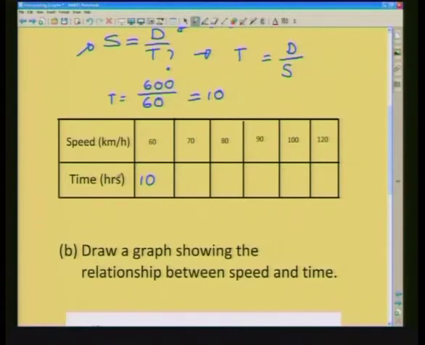Now, if you go through the table in a similar manner, so if I would like to work out his time when he's traveling at 70 kilometers, I would take 600 divided by 70, and for 80 the same thing, 90 the same thing, and so on and so on. You will then be able to fill in this table by using your calculator. You will get 8,6 hours when he's traveling at 70 kilometers per hour, 7,5 hours when he's traveling at 80, 6,7 hours at a speed of 90, 6 hours at a speed of 100, and 5 hours at a speed of 120.